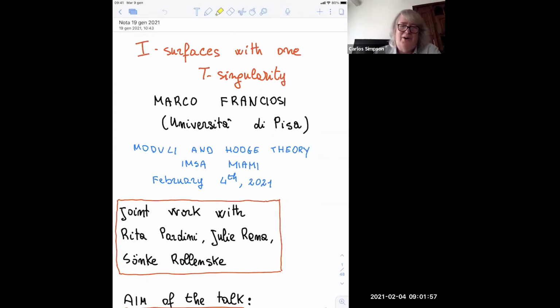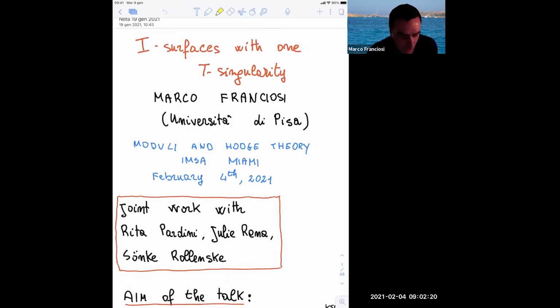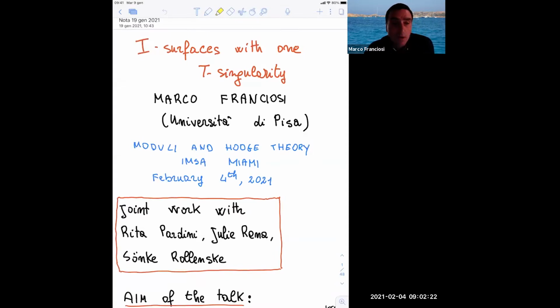Okay, so it's a great pleasure to have Marco Franciosi to speak on I-surfaces with one T-singularity. Okay, thank you. First of all, I want to thank the organizers for inviting me to this wonderful conference workshop, and I hope we will be able to do it again in the near future, maybe physically. Okay. So I'm talking about joint work with Rita Pardini, Rollenske, and Rana.